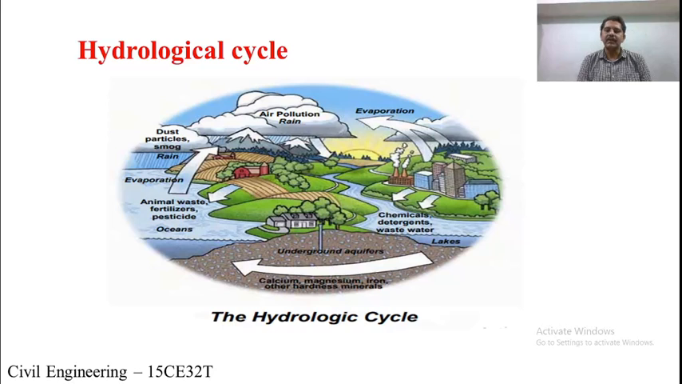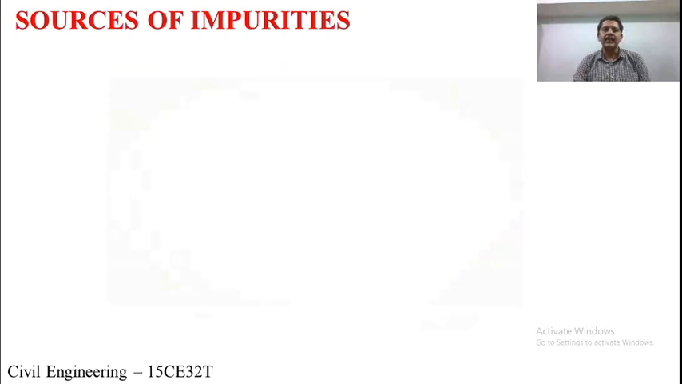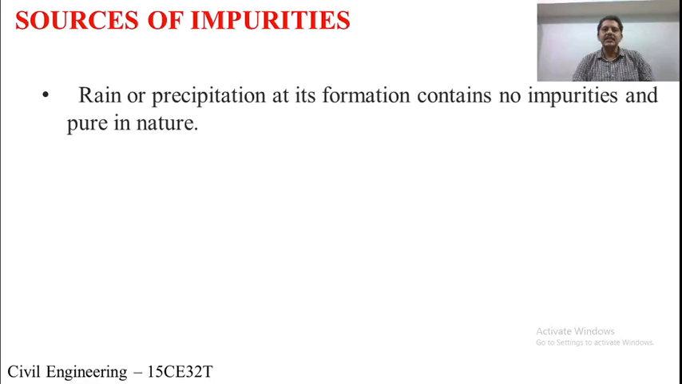ಇದು hydrological cycle of the water. So at various stages, let us see what are the sources of impurities. Rain or precipitation at its formation contains no impurities and is pure in its nature.